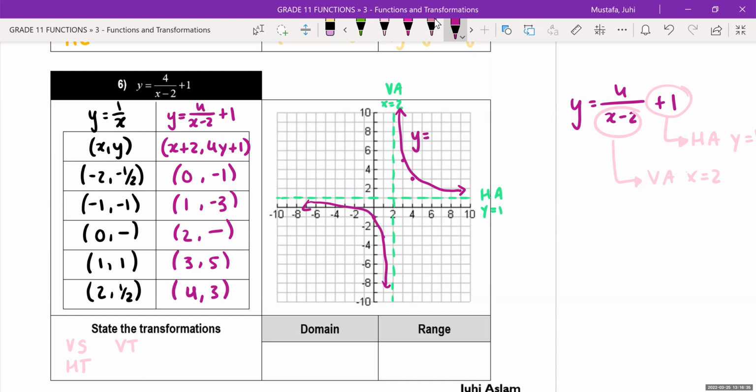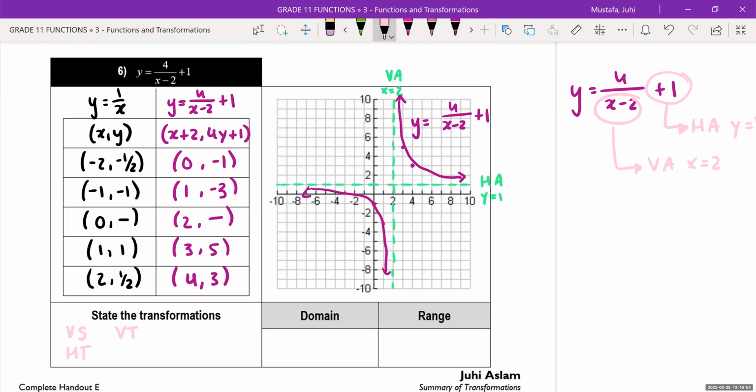We're going to label it y is equal to 4 over x minus 2, plus 1. You can clearly see, you guys, your graph has moved over 2 units to the right, and it's moved up 1 unit. And vertical stretch just means it's going to be stretched out like that. We'll finish off this question with the domain and range.